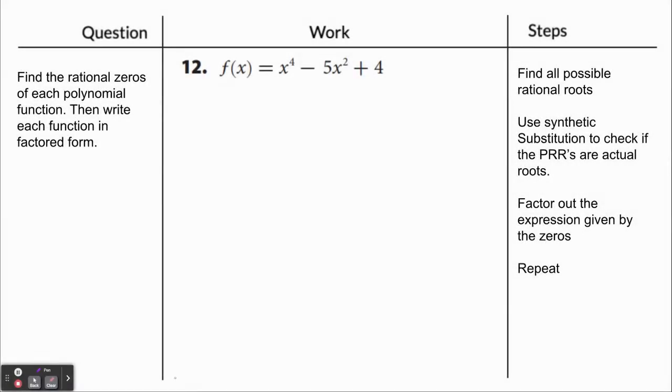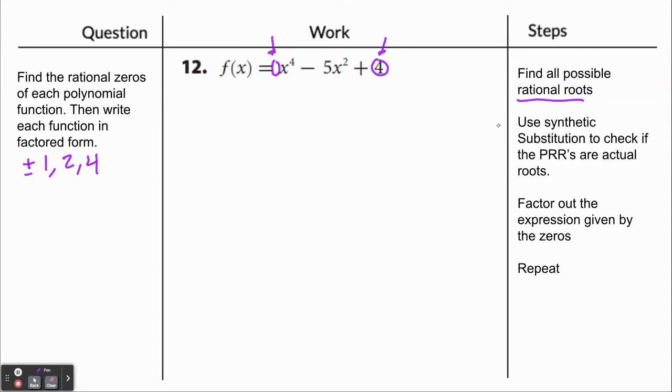You were asked to find the rational zeros of each polynomial and then write the function in factored form. So first of all, we've got to find all the possible rational roots using the rational root theorem. So all of the factors of 4 over all of the factors of 1, because we have our constant here and our leading coefficient here.